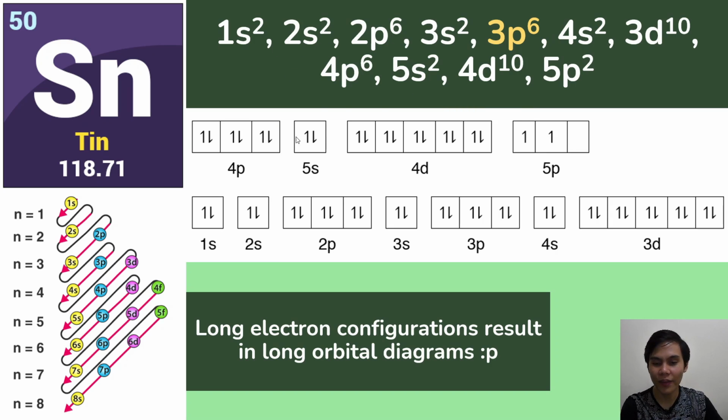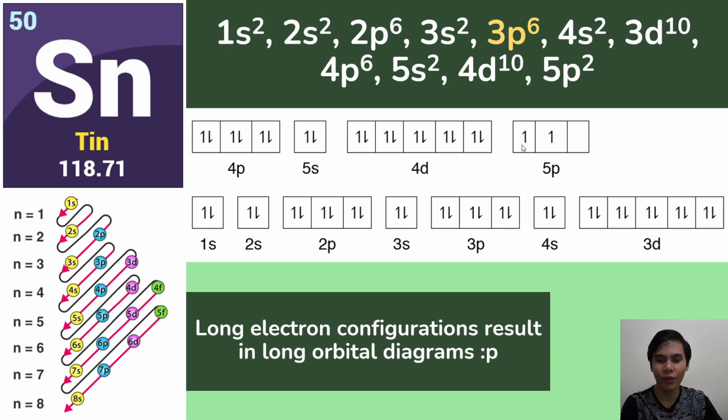So we just write down all the appropriate numbers of boxes for the shapes. For S shapes, we have 1 box. For P shapes, we have 3 boxes. For D shapes, we have 5 boxes. And so on. So in your orbital diagram, it shows you the different quantum numbers.